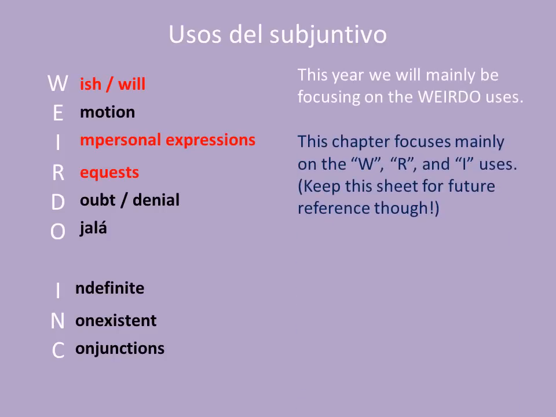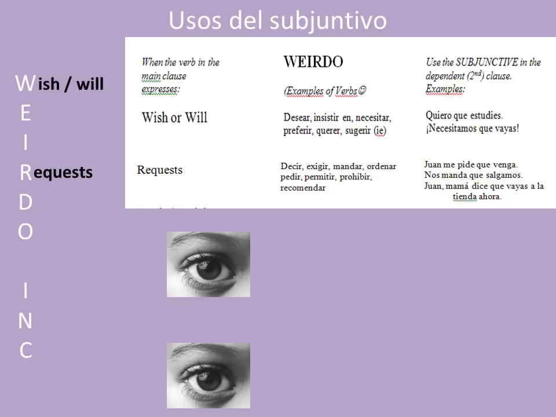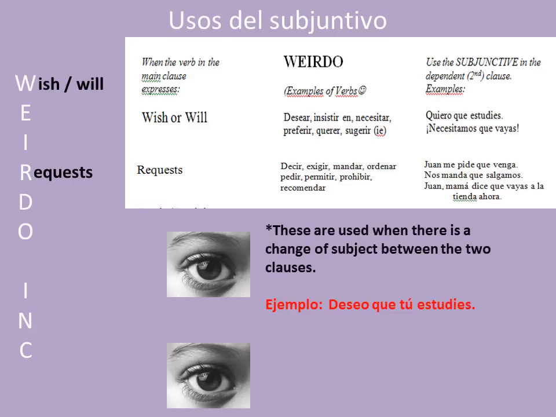So we're going to be mainly focusing on WEIRDO this year, and this chapter we're going to really focus on the W, the R, and the I. So wish, will, impersonal expressions, and requests. Starting with the wish and will and requests, the main thing to remember is that you have to have a change of subject between the two. I put some verbs on here, things like desear, insistir, necesitar, preferir, querer, and sugerir. These are all verbs that are going to help trigger that subjunctive if you have a change in subject.